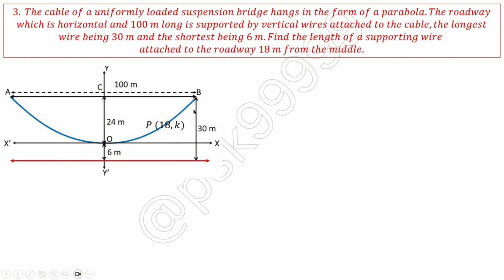Since the longest is 30 and the shortest is 6, we know that this will be 24 meters. Find the length of the supporting wire attached to the roadway at 18 meters. This is exactly similar to the previous problem, even though the question is asked in a slightly different way. The problem is the same actually.